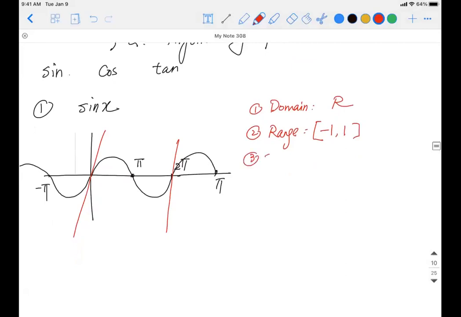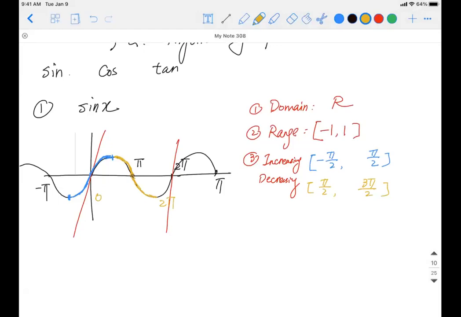Number 3, let's talk about increasing or decreasing. Sine x sometimes is increasing, sometimes is decreasing. Is that right? So for instance, we want to cut this part. In this part, sine x is actually an increasing function. So increasing is from minus pi over 2 to pi over 2. Is that right? So far, so good. And also the decreasing function. Decreasing is this part, from pi over 2 to 3 pi over 2. This is a decreasing function. Is that right? Let's focus on one domain, one period.